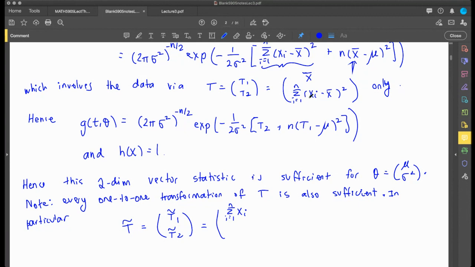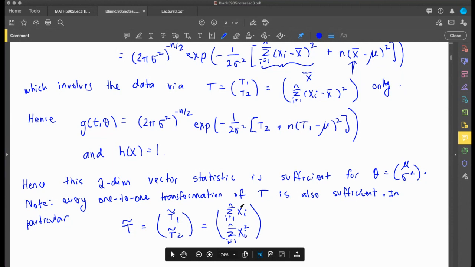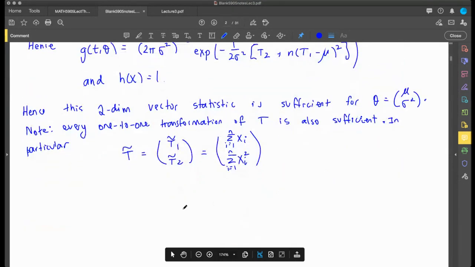And then if I look at this second term, if I expand this out, well, I get the sum of the xi squareds minus 2 times x bar times the sum of the xi's plus x bar squared. And so the only thing that I don't have left, because I already have the sum of the xi's, is the sum of i equal 1 to n of xi squared. Okay. If I know these two expressions, I know these two expressions, and vice versa. If I know these two, then I know these two. Okay. And so it's a one-to-one transformation. And so this statistic, t tilde, is also sufficient for theta.